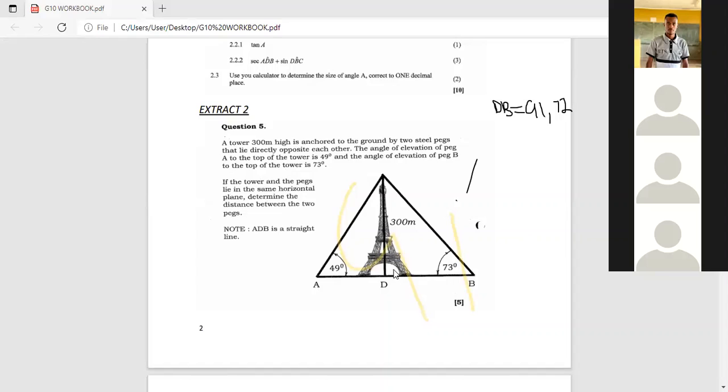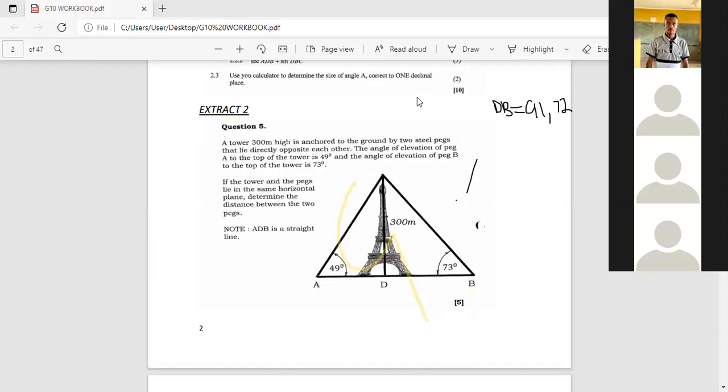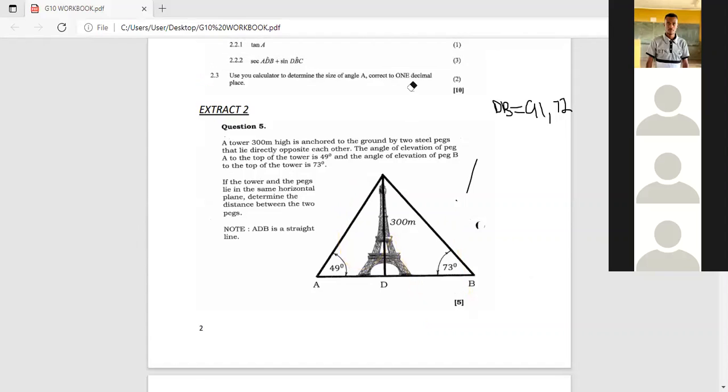Now we have DB, so we have 91.72. Calculate AD, find AD. You found DB, correct? So calculate AD.